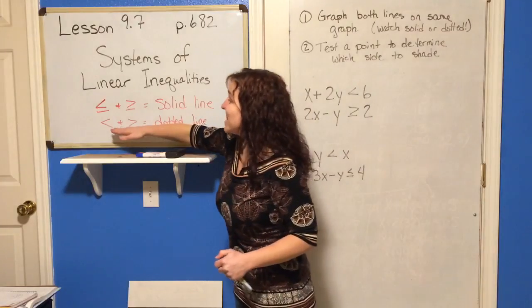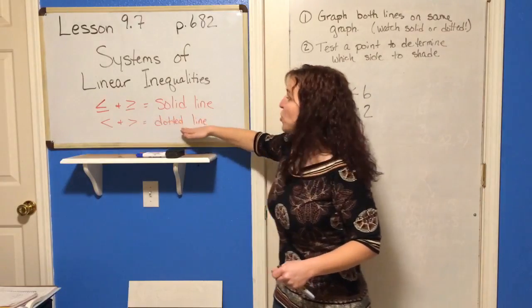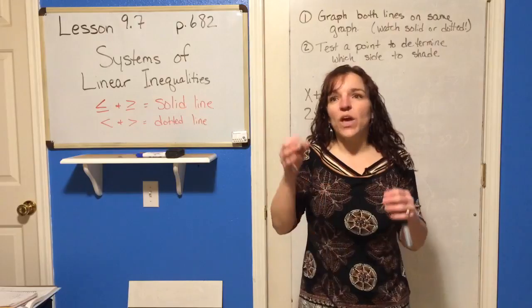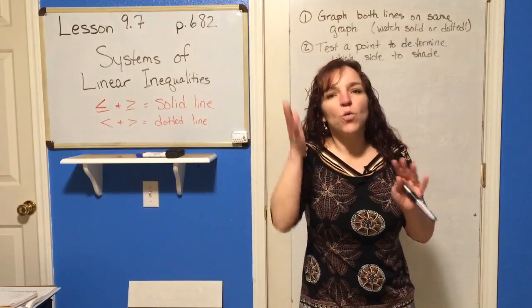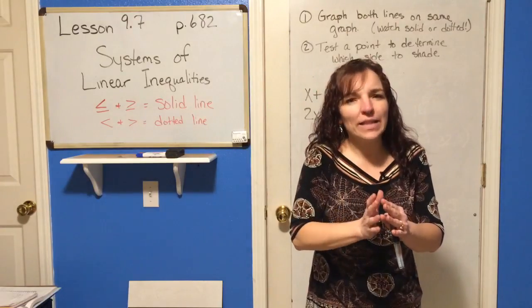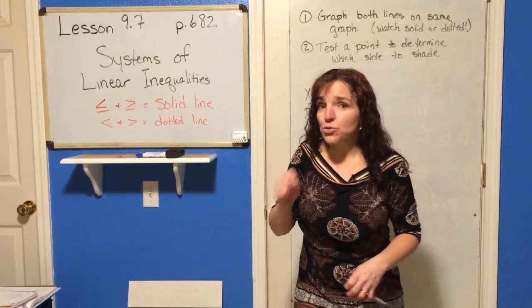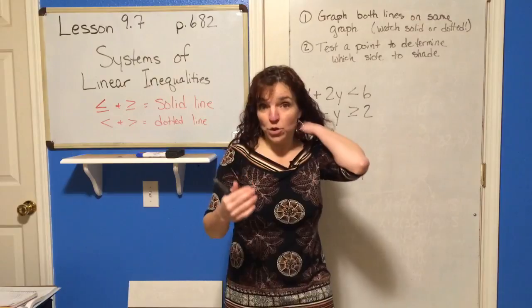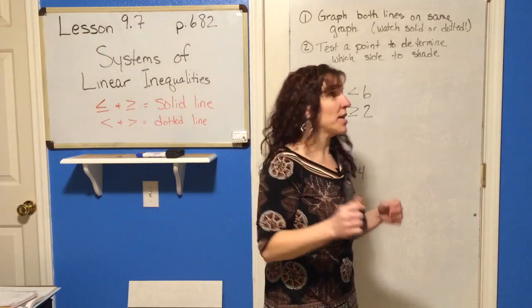If it's just a less than or greater than, then you're going to use a dotted line, and that indicates, okay, you're going to come up to this line, but you're not going to include this line. Everything up to there, but not anything on the line, okay? So make sure that that is part of your solution, is whether that line is solid or dotted.